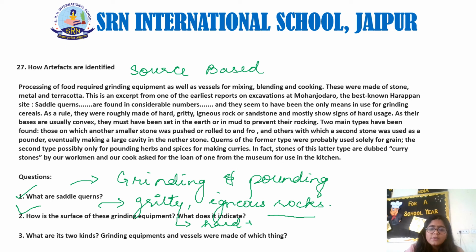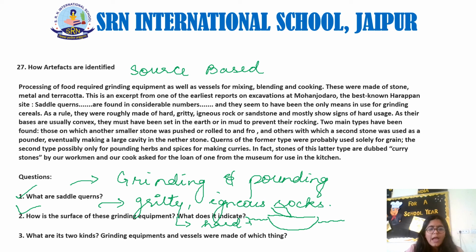Saddle querns were convex, so that they could be easily dug down in the surface, so that whenever they are being rocked, it means when there is to and fro movement over it, it should not be disbalanced, and it should stay balanced. So these were convex in nature. Let us come to the next question.